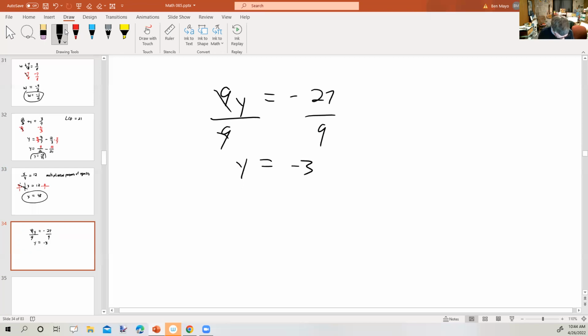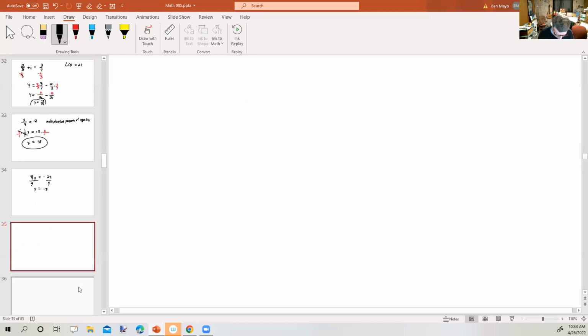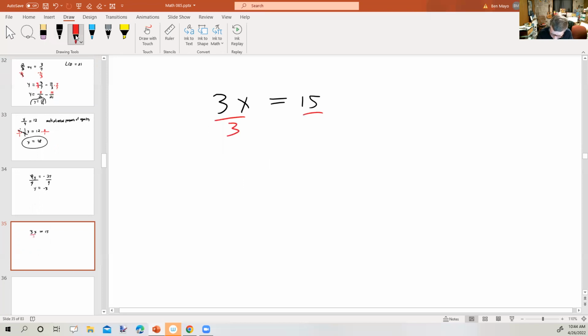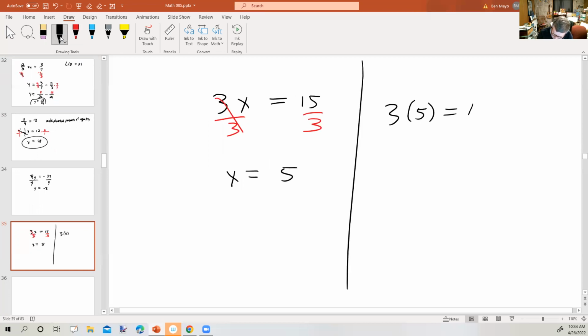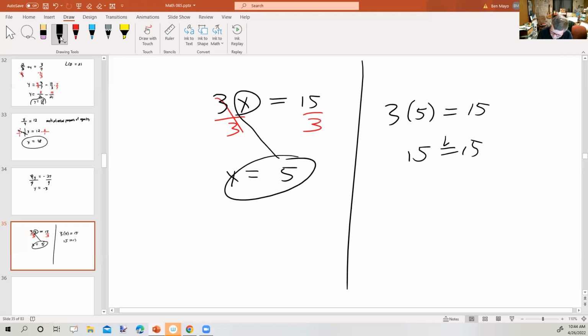All right, let's say we've got the following: 3x equals 15. To isolate the x, we can divide both sides by its coefficient. On the left side, we get x. On the right side, 15 divided by 3 is 5. Again, checking our work, we would put 5 in the place of x, and we get a true statement. Any questions there?